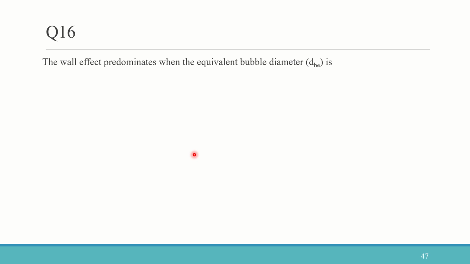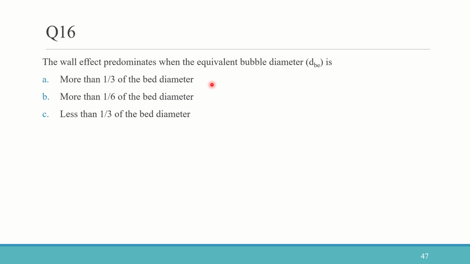In question 16, the wall effect predominates when the equivalent bubble diameter is dash: more than 1/3 of the bed diameter, more than 1/6 of the bed diameter, less than 1/3 of the bed diameter, or none of the above. So this particular question is about when wall effects are predominant, which is a comparison between bubble diameter and bed diameter. We can say that the wall effect is predominant when the equivalent bubble diameter is greater than one third of the bed diameter. If it is larger than one third of the bed diameter, the wall effects come into the picture, because now the bubble size is larger compared to the bed diameter. So option A, more than one third of the bed diameter, is the right answer.